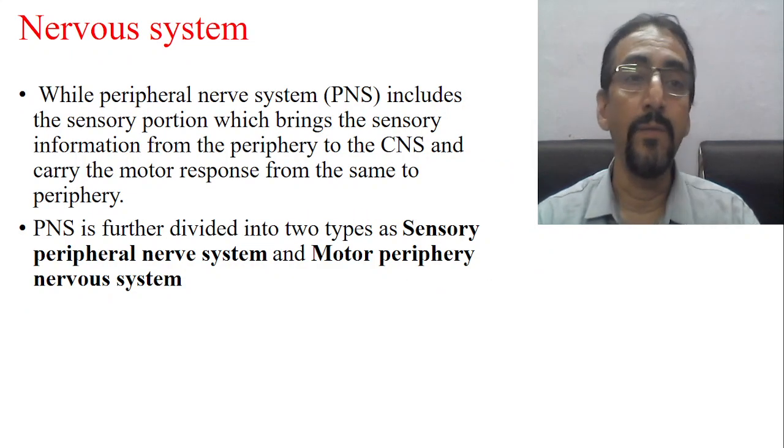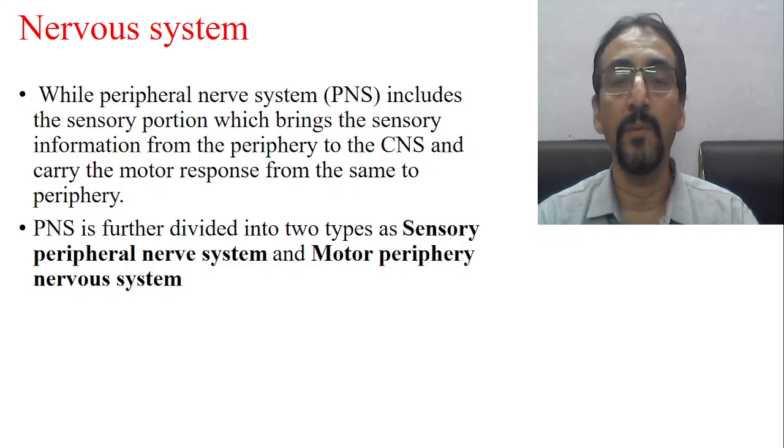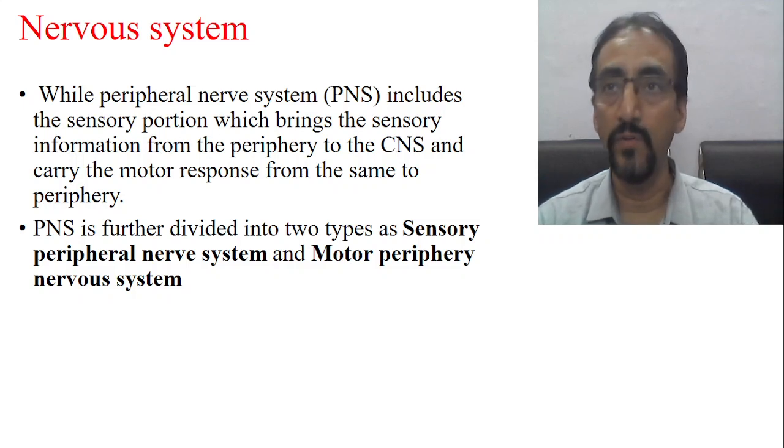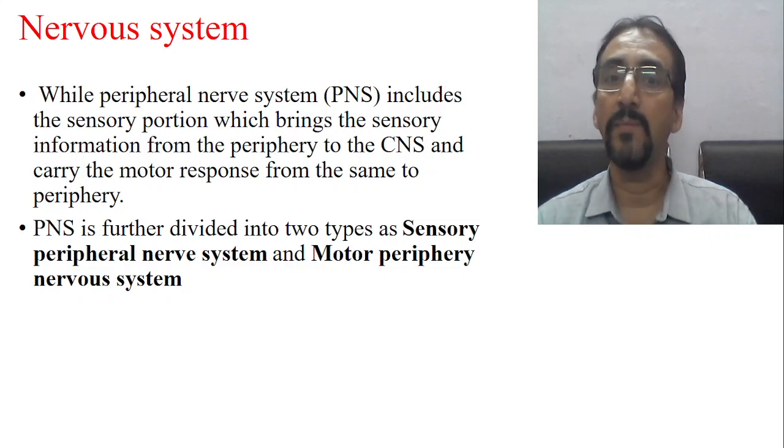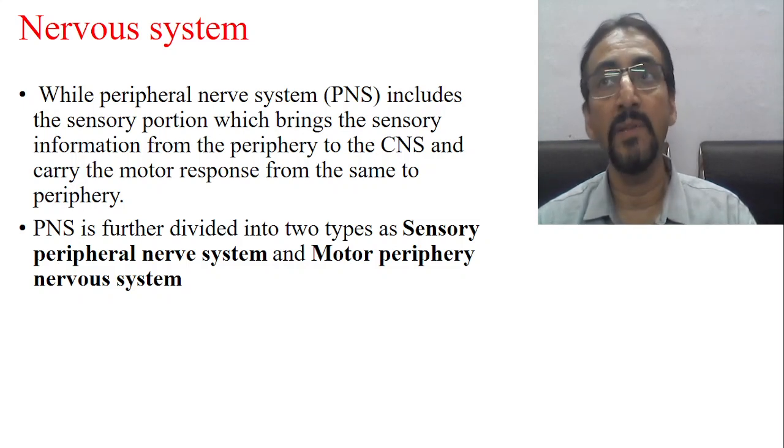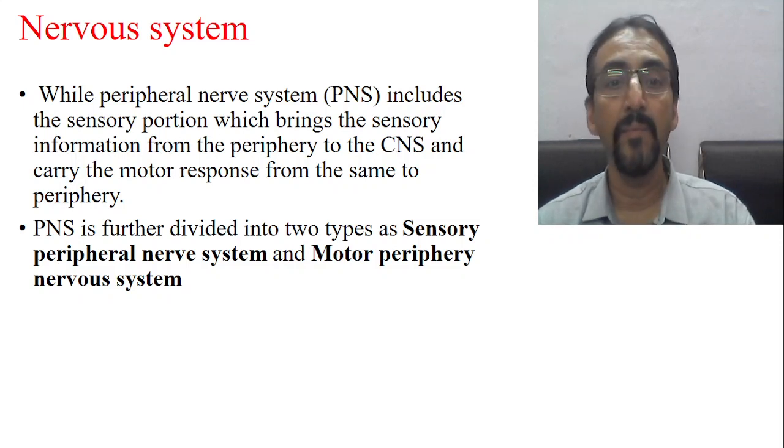Okay, now what is a peripheral nerve system? What do you mean by peripheral nerve system? PNS or peripheral nerve system includes everything other than these parts. The brain is not in it, the spinal cord is not in it, the structures of the brain and spinal cord are not in it. Whatever else is there comes under the peripheral nerve system. It includes the sensory portion which brings the sensory information from the periphery to the CNS, and the motor response which is carried from the center to the periphery.